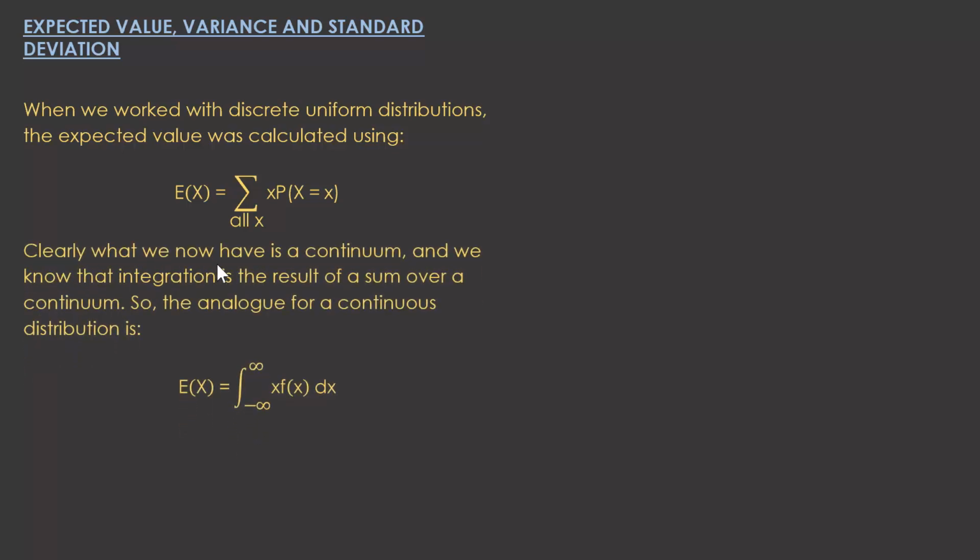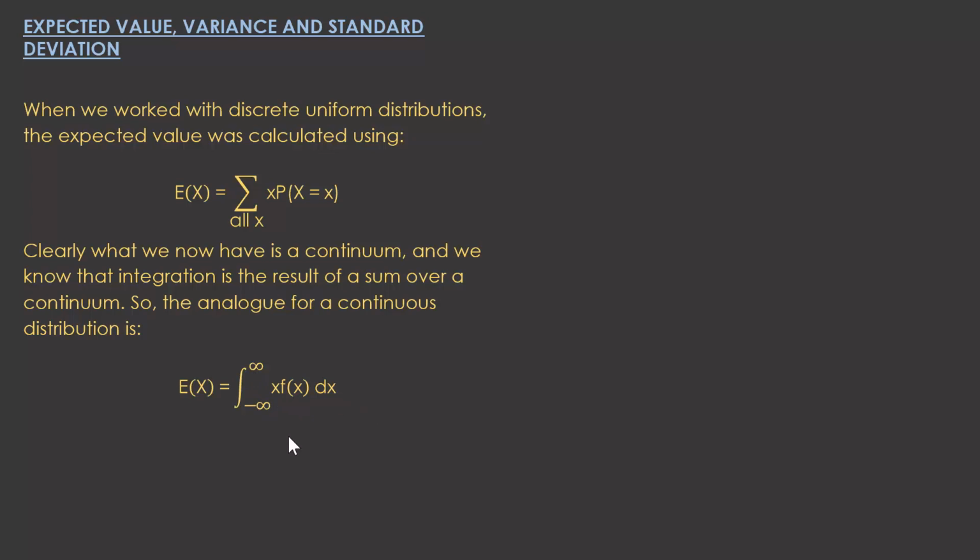Clearly, what we have now is a continuum, and we know that integration is the result of a sum over a continuum. So the analogue for a continuous distribution is that the expectation of x is the integral from negative infinity to infinity of x times f of x dx.